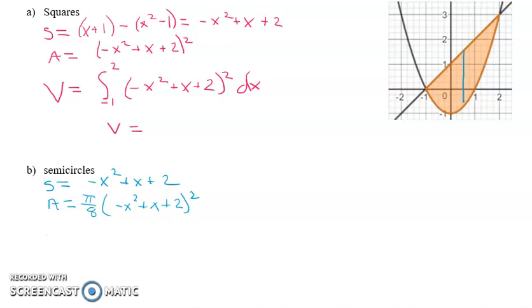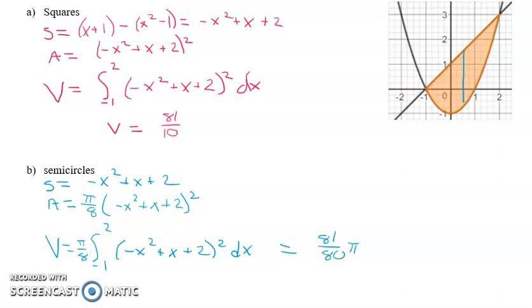Then we're going to plug that into the volume. Our integral is still going to be from -1 to 2. I'm going to put the pi eighths out in the front, and that way just this piece being squared, the rest of the area, is on the inside. And then my dx. So go ahead, take a moment, type both of these in, and then check your answer.